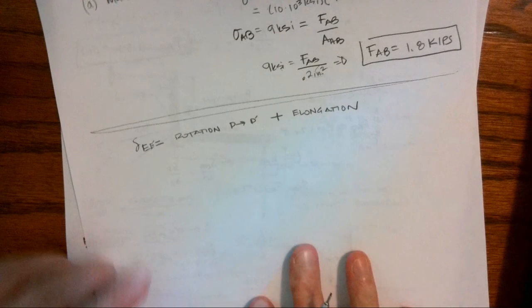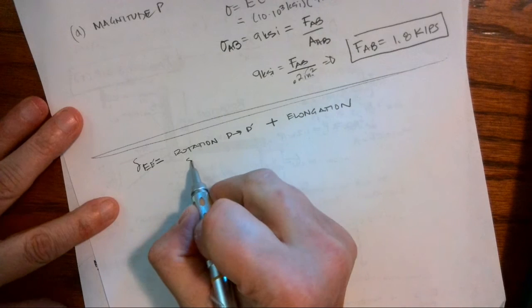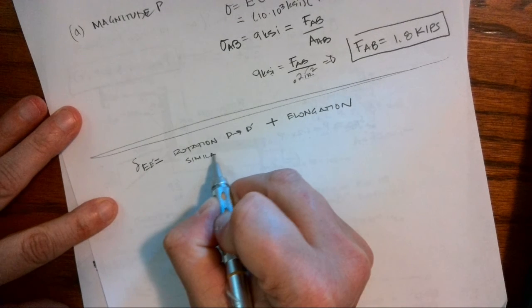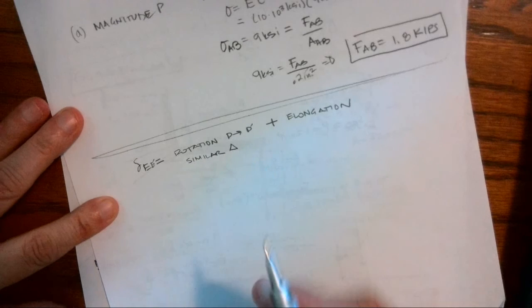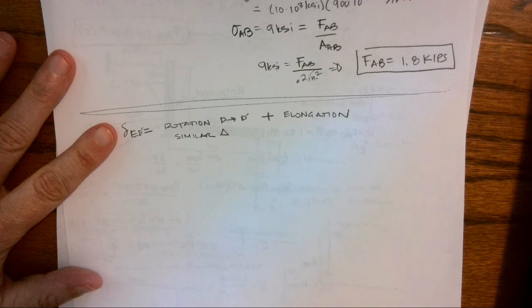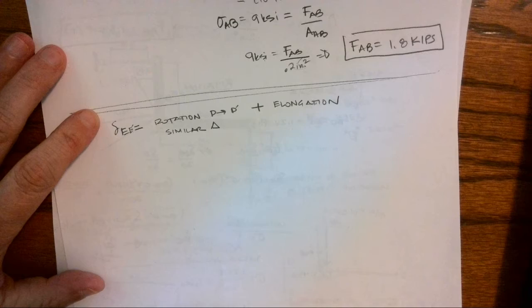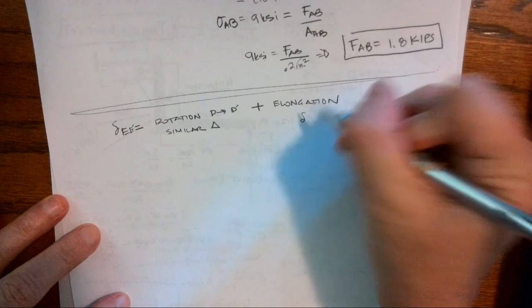So how do I find the rotation? I can use similar triangles. I can go back to my deformation free body diagram and find that very quickly using similar triangles. How can I find elongation? Well, that's just delta because of the force.